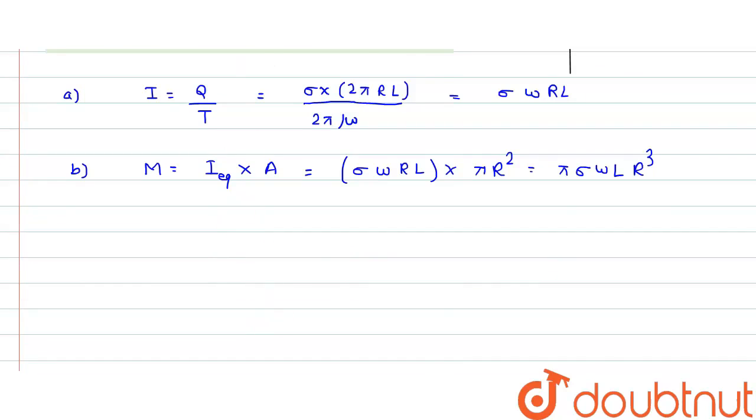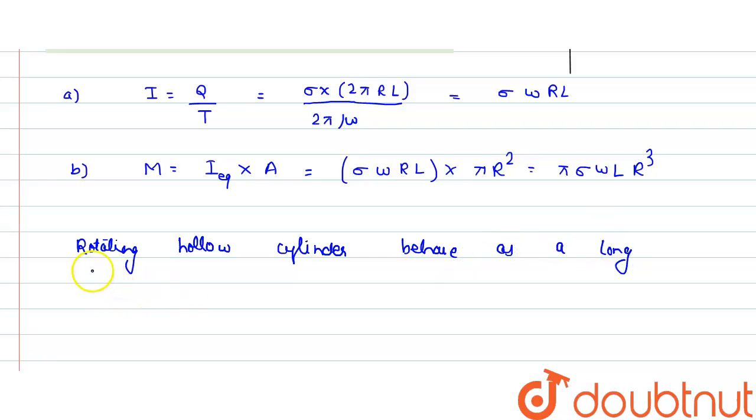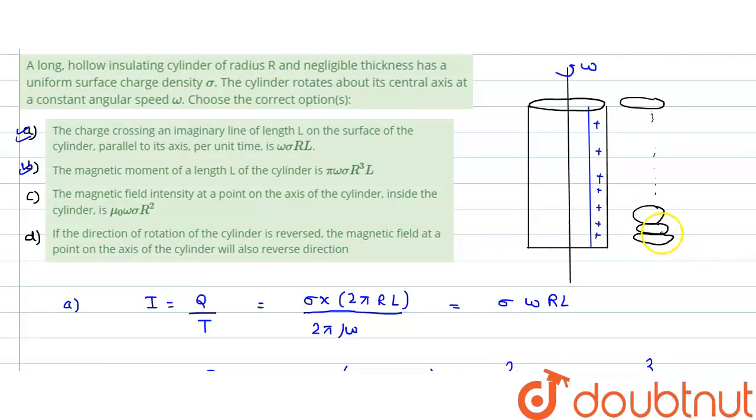We can say that our rotating hollow cylinder behaves as a long current carrying solenoid. Okay, because there would be several loops which would be forming, so it would be just like a current carrying solenoid. We need to find the magnetic field intensity.